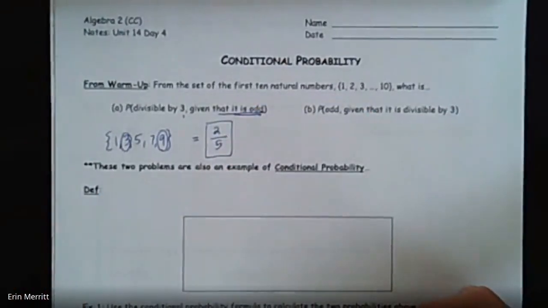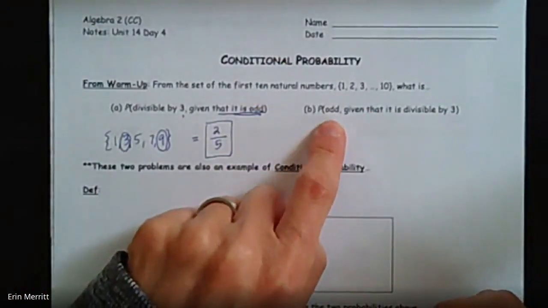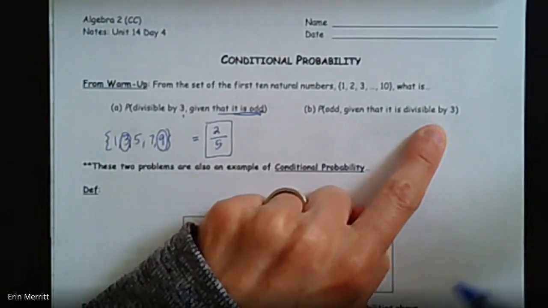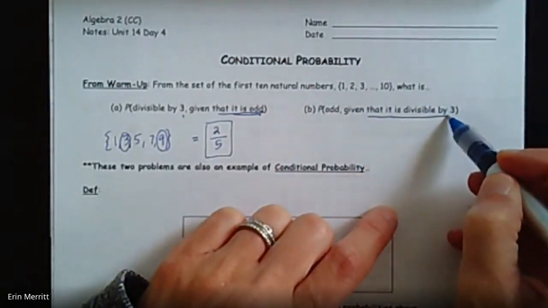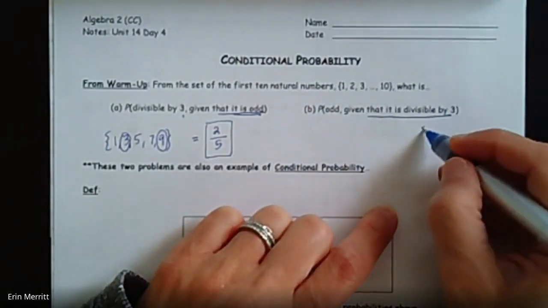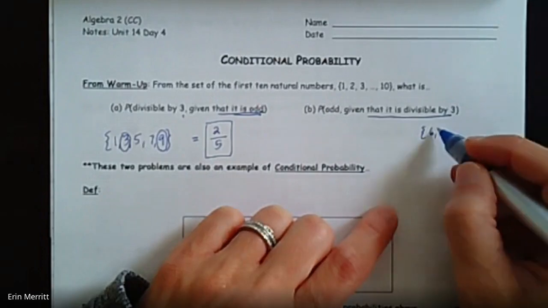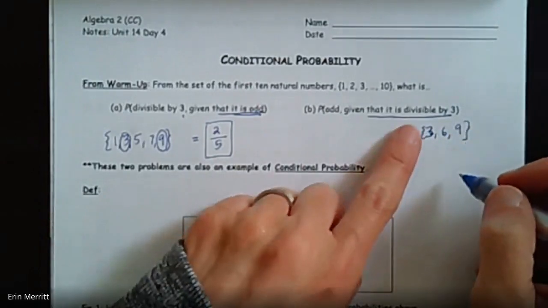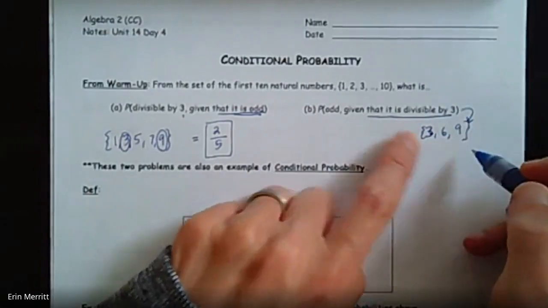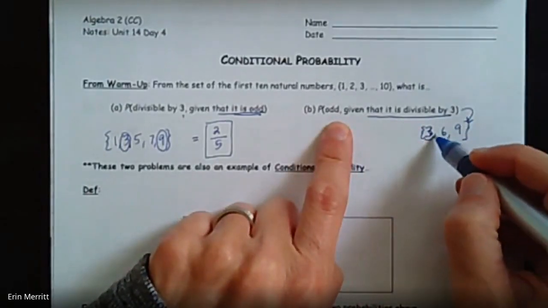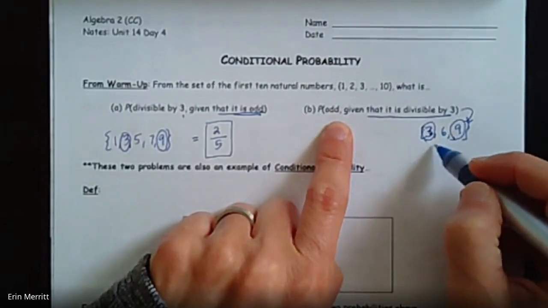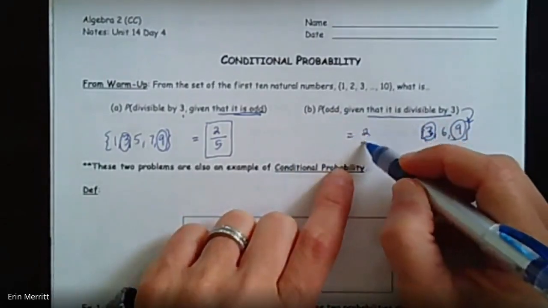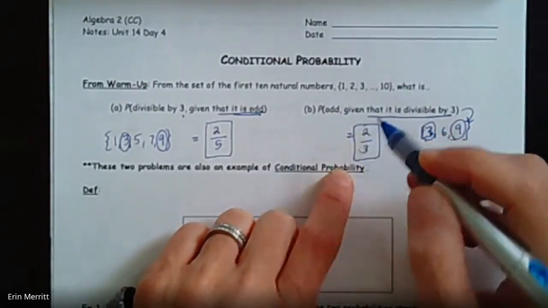All right. Then when it says, what's the probability that it's odd given that it's divisible by 3? In this case, it's got to be divisible by 3 first. So that's that second set we just looked at. Whoops. Where it's 3, 6, and 9. So given that it's divisible by 3, what's the probability that it's odd? Well, there's 2 choices here out of those 3 numbers. So this would be 2/3.